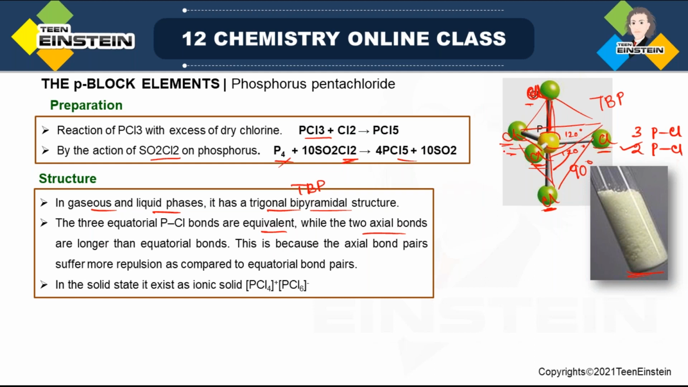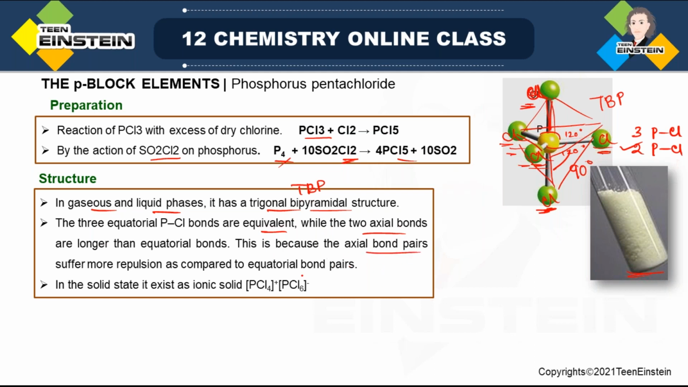But if you consider any equatorial chlorine, it has 2 chlorine atoms at 90 degree position and 2 chlorine atoms at 180 degrees from it. That means here comparatively the surrounding chlorine atoms are far from it. So that is why here bond lengths are not so long, but axial bonds are longer.